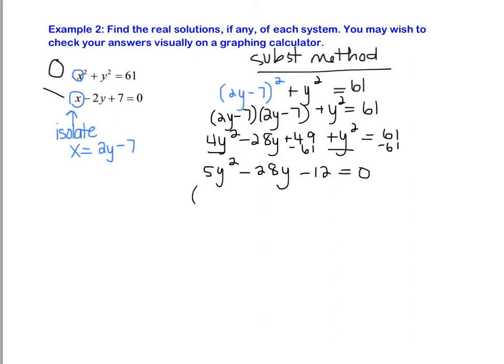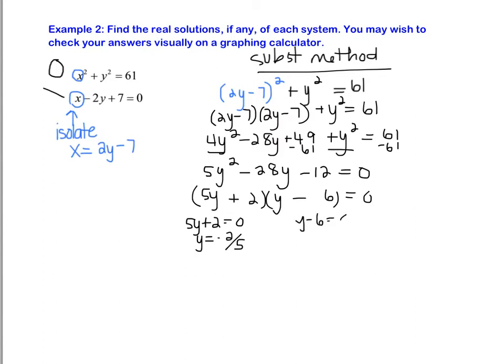We need to factor this. So we're going to have 5y times y will give us 5y squared. 6 times 2 will give us 12. And then we wanted to add to negative 28 in the middle. So setting these two terms equal to 0, if I set 5y plus 2 equal to 0, I get y equals negative 2/5. And then if I set y minus 6 equal to 0, I get y equals 6.